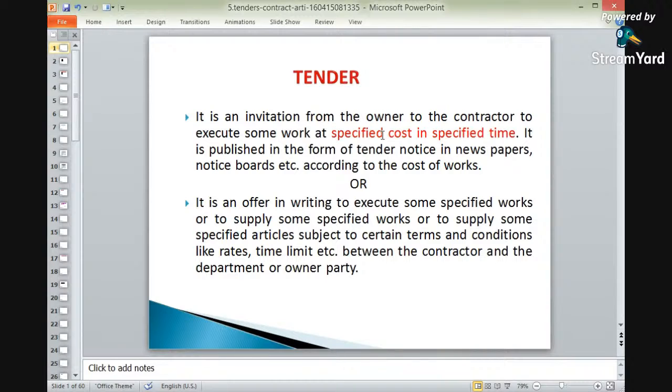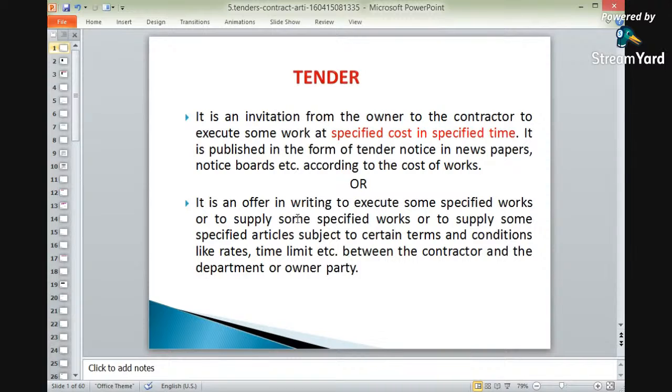It is published in the form of a tender notice in newspapers or on notice boards. We have to publish it so that interested persons, experts and contractors can take advantage for execution or construction of the work, according to the cost of works. So it is displayed in newspapers or on the notice board.